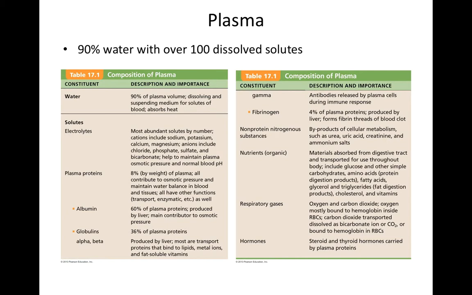All right, what else do we have in here? We've got our nitrogenous waste products. We've got nutrients. We've got our respiratory gases that we'll get to in a couple chapters. There's those hormones that we finished up 251 with. So plasma is mostly water, but it's going to be the solutes that are dissolved in it that are going to give it its true functionality.